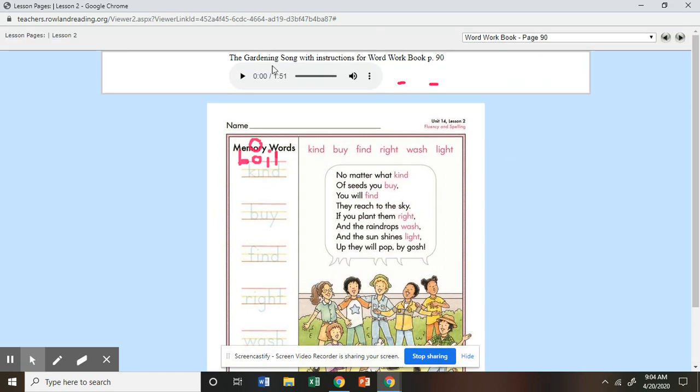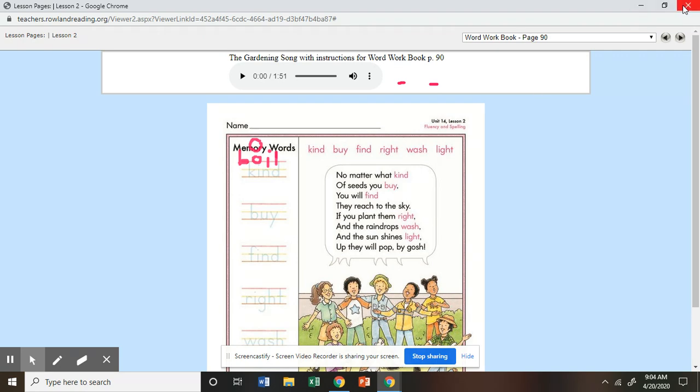And again, this song, the gardening song, will be on the parent portal for Super Kids if you would like to listen to it. Okay. Or you can just read the speech bubble. You don't need to listen to the song if you'd rather do that.